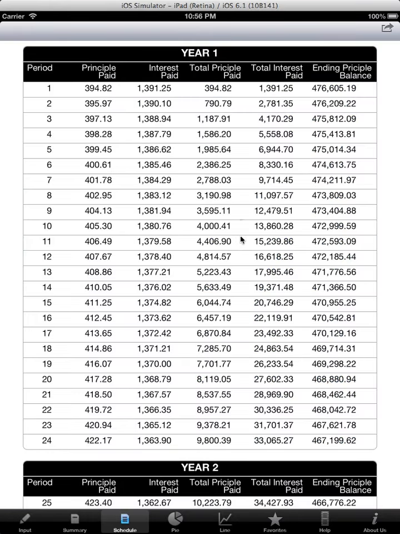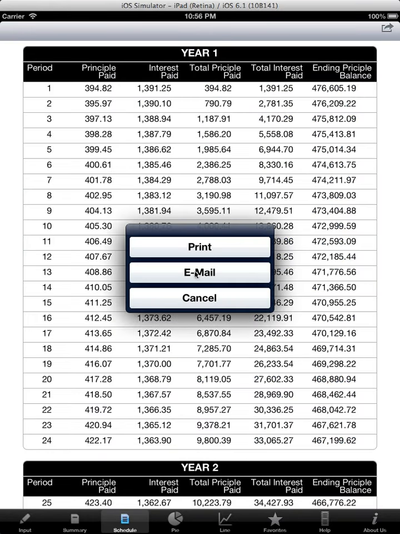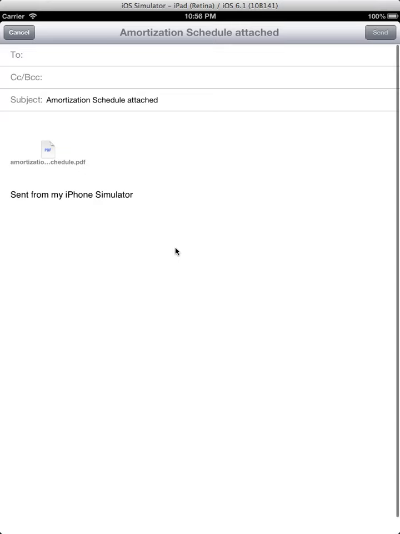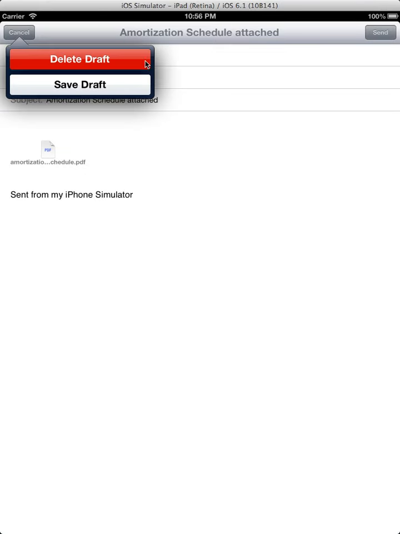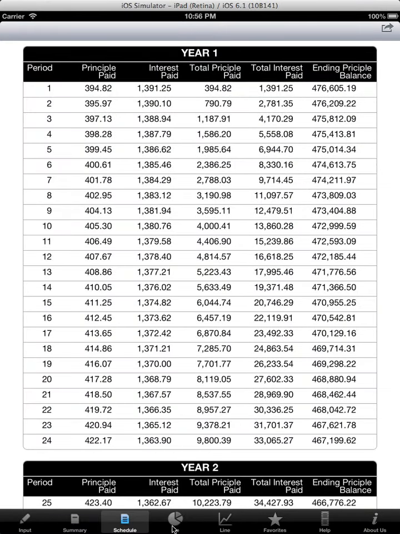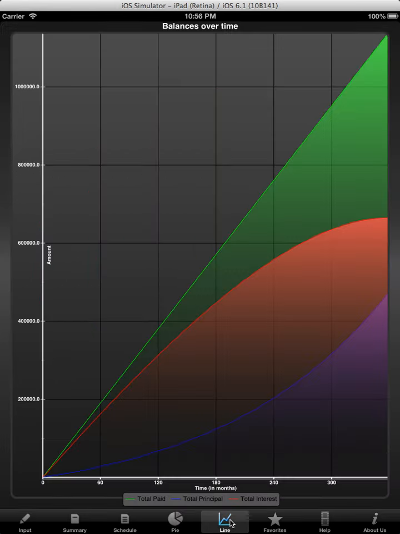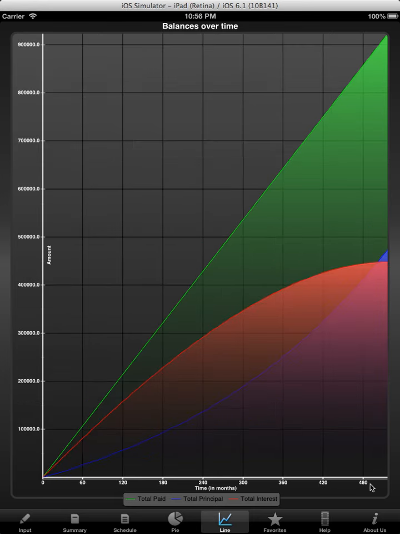And then similarly you can email the full schedule, so this is helpful. And then you can also see here's the pie chart and the line graph. So with this I conclude the presentation of the amortization application by Business Compass LLC.